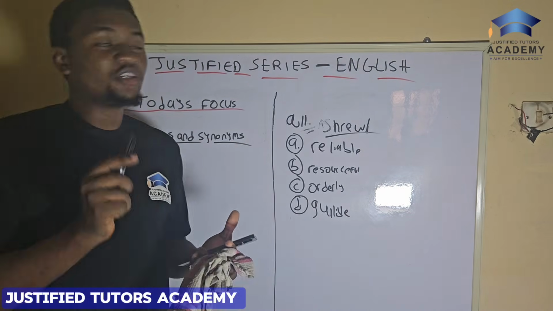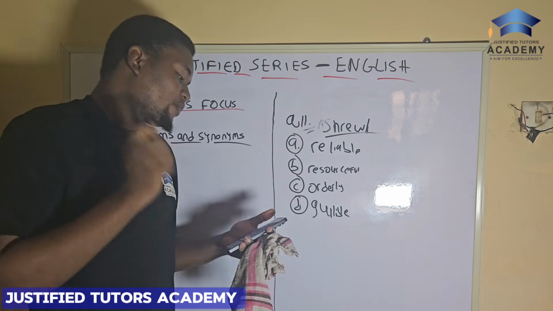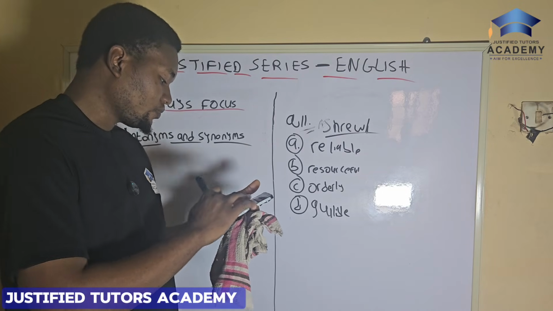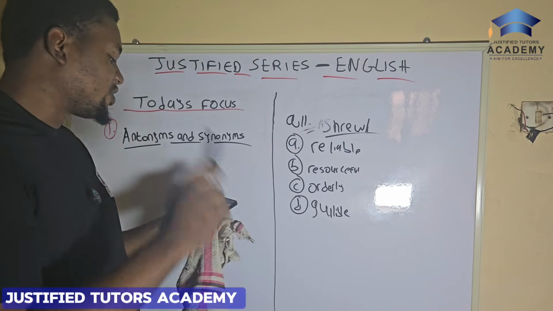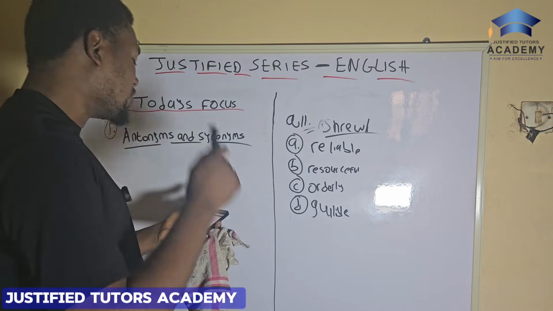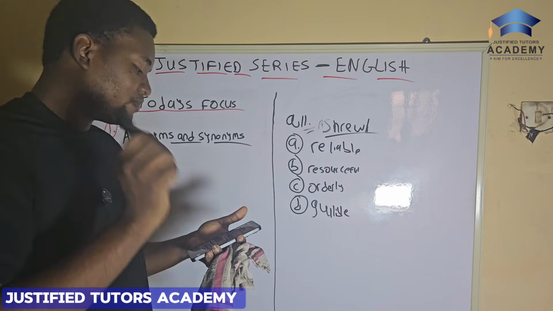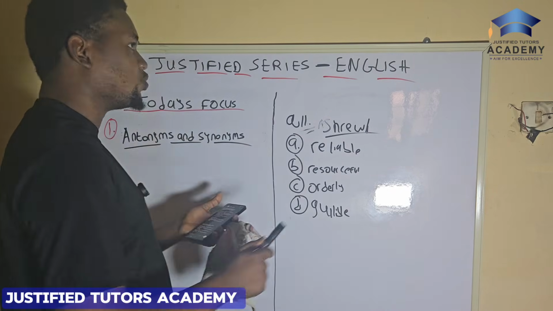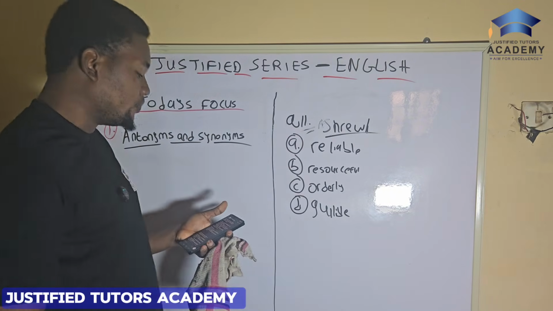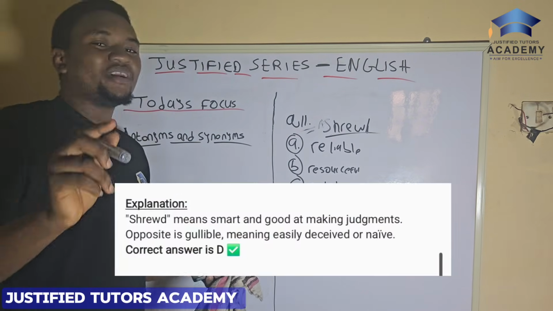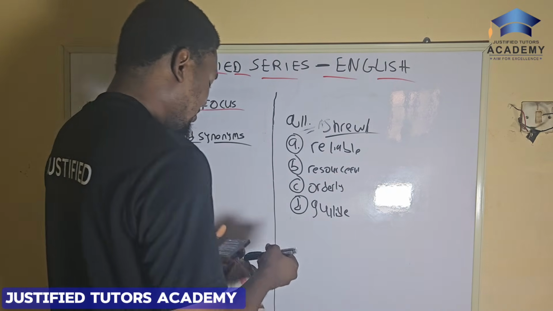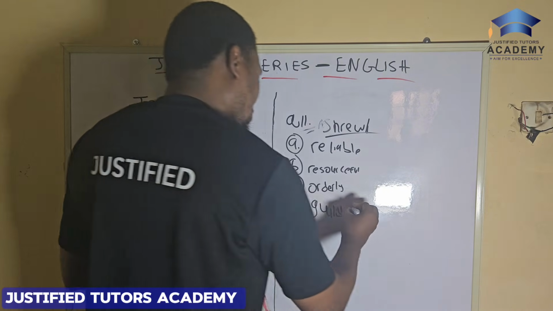The first thing to do is know the meaning of the word shred. If you go back to question number 7, we've done it before, and I told you guys then that shred is similar in meaning to astute. And what does astute mean? Astute means someone that is clever, someone that is smart. So the opposite meaning to a clever, smart woman is gullible, and it means someone that is easily deceived. So the answer is D.